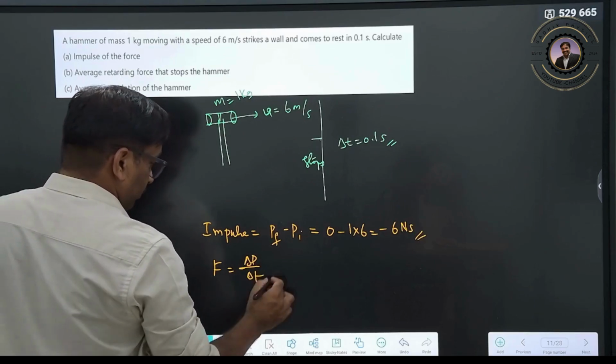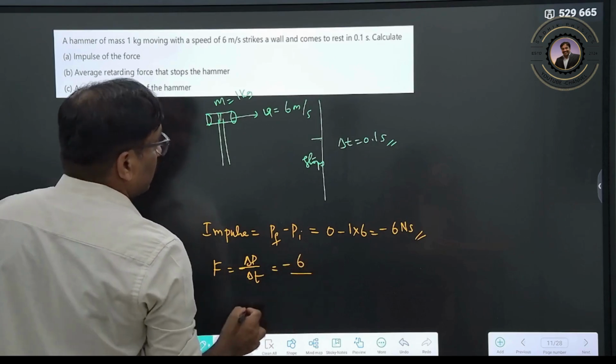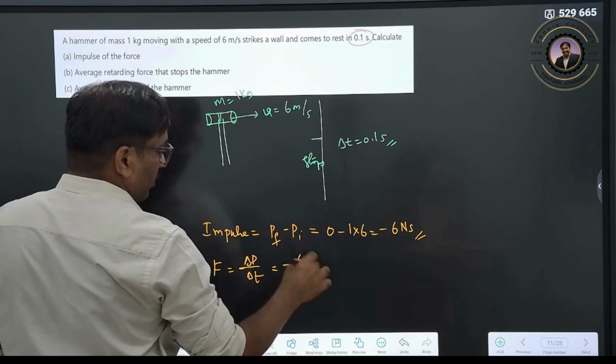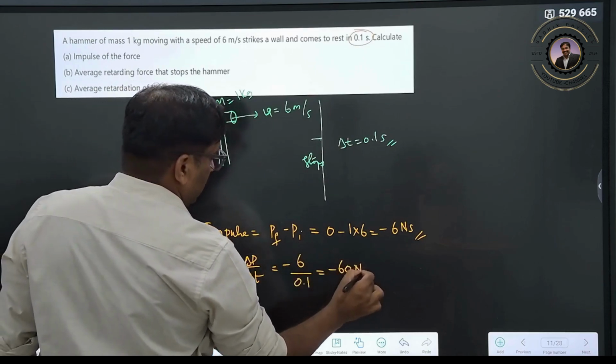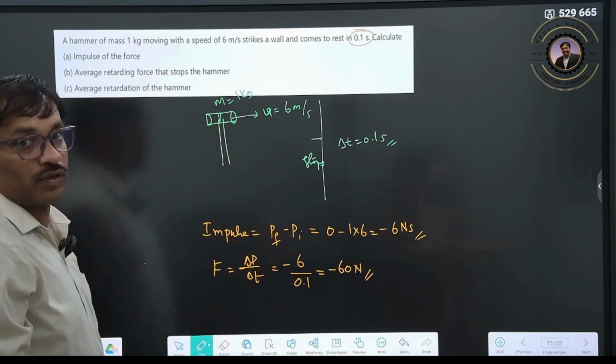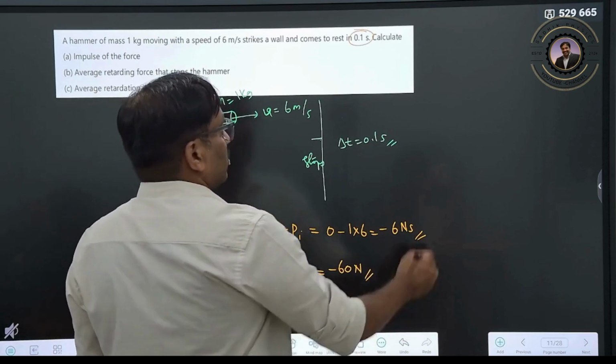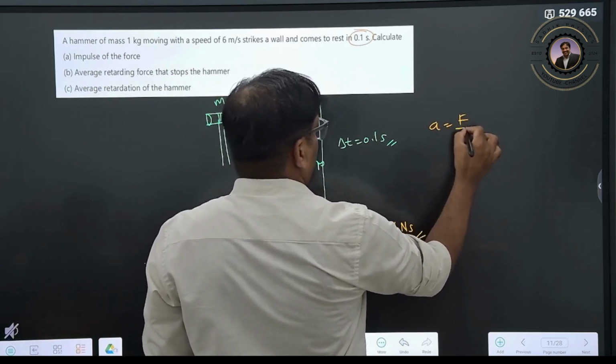Here minus 6, time is how much now? 0.1 second, and 0.1 means 1 by 10, so minus 60 newtons. This is your retarding force now. So what will be the acceleration here now? Acceleration is nothing but force upon the mass, no?